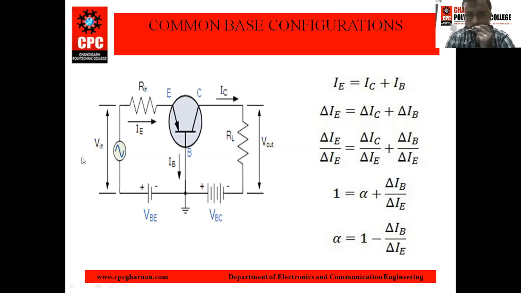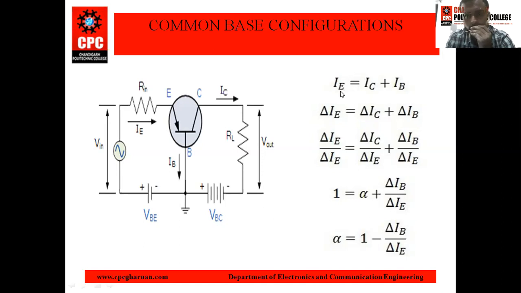Before discussing the common base configuration, I want to discuss the formula of gain. The formula of gain is output upon input. Okay, gain is output upon input. In this circuit, the output is the IC current and the input is IE. So in the common base circuit, the gain is IC upon IE. That is named alpha.